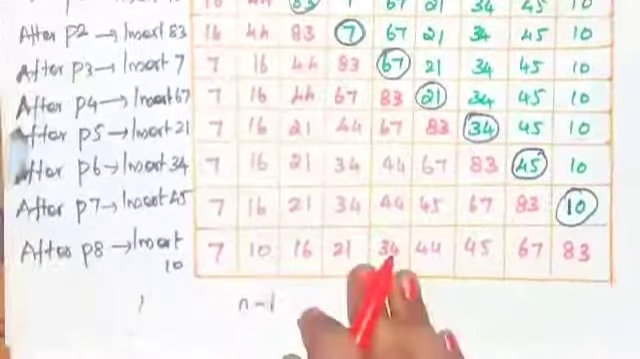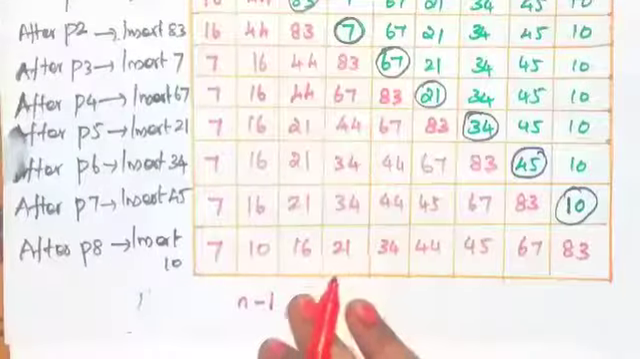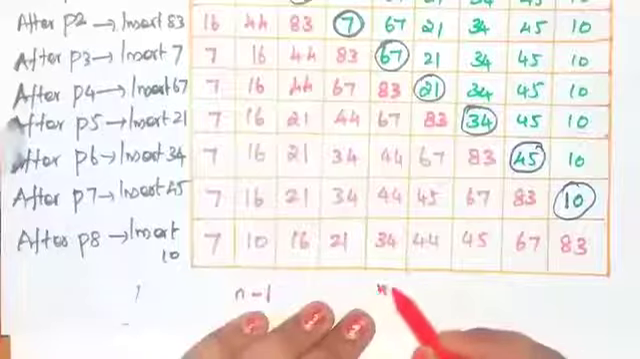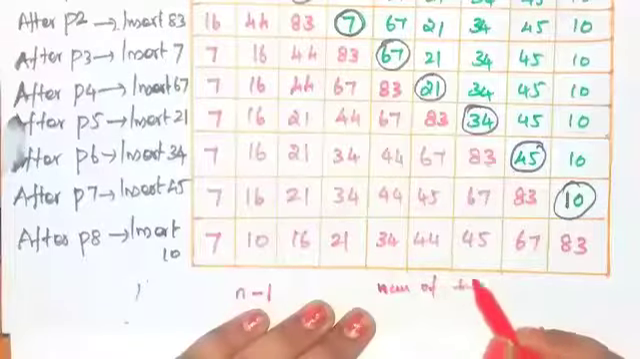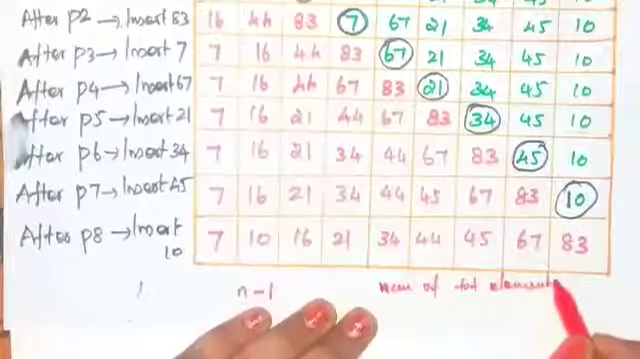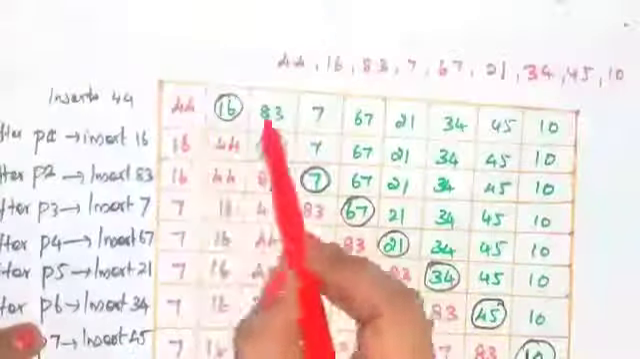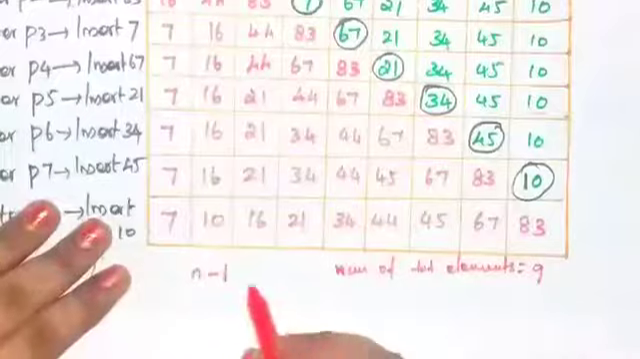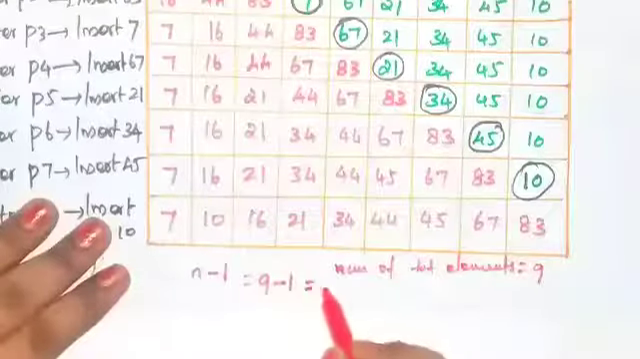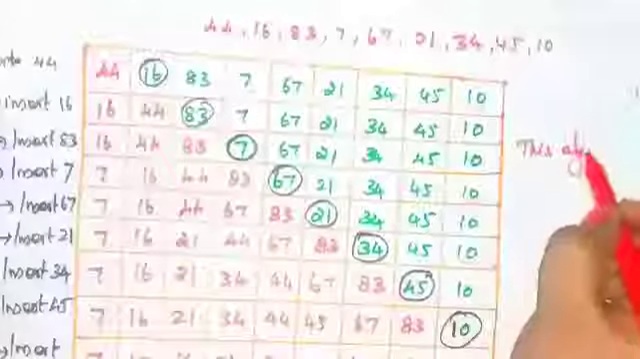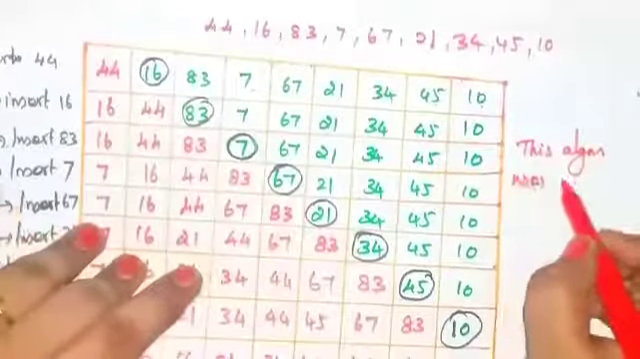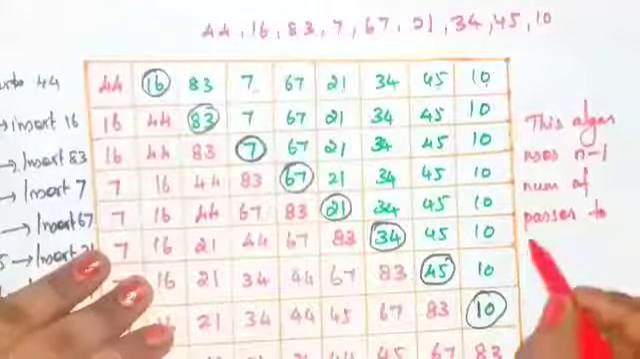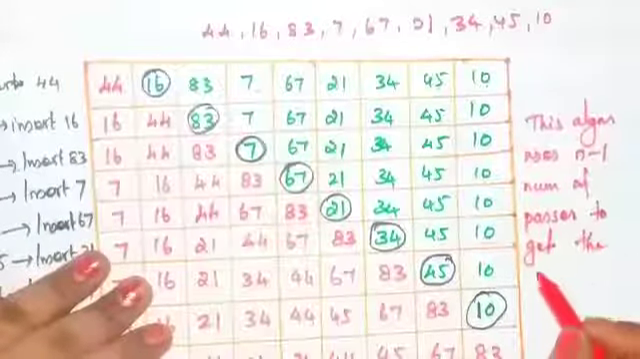See here, this algorithm uses n-1 passes to get the final sorted list. N-1 means what? N means the number of total elements. The number of total elements is what? 9 elements. So n minus 1 means 9 minus 1, which is equal to 8. So this algorithm uses n minus 1 passes to get the final sorted array.